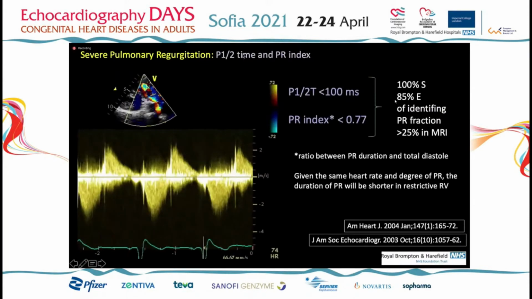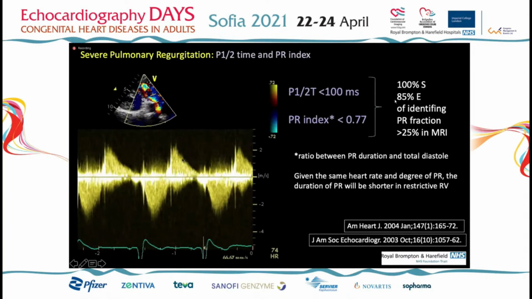There are different parameters that could help us quantify. So the qualitative parameters of severe regurgitation are a good indication, but we try to quantify as much as possible, especially if we are going to compare it in follow-up. And several indices have been described to have a very good correlation with the regurgitant fraction in MRI. So the pressure half time across the pulmonary regurgitation Doppler trace of less than 100.